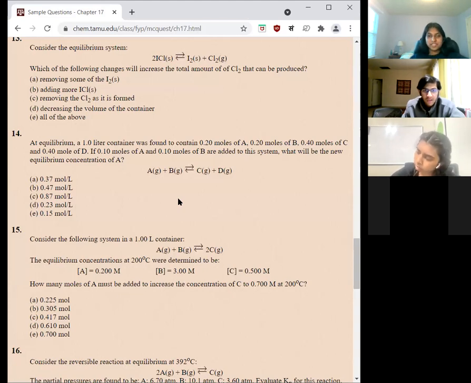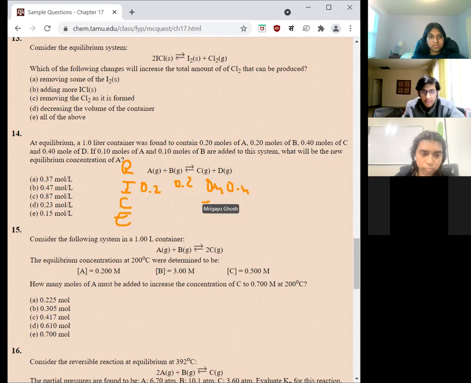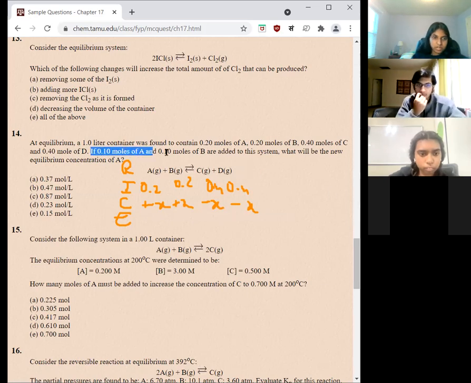Okay. They give us R, I, C, E. 0.2. I'm not going to bother with sig figs right now because C is 0.4 and this is also 0.4. So now, correct me if I'm wrong, but I think this would be minus X, this would be minus X, this would be plus X, this would be plus X. The reason being you have more C and D than you have A and B, so you're going to shift to the left. Isn't the change just like this part? Oh. Yes.